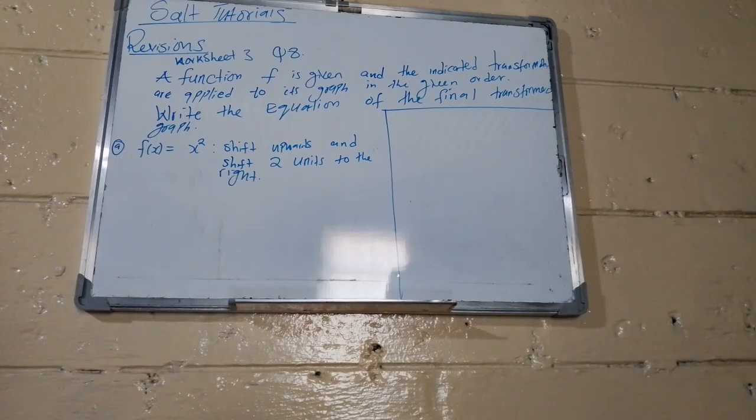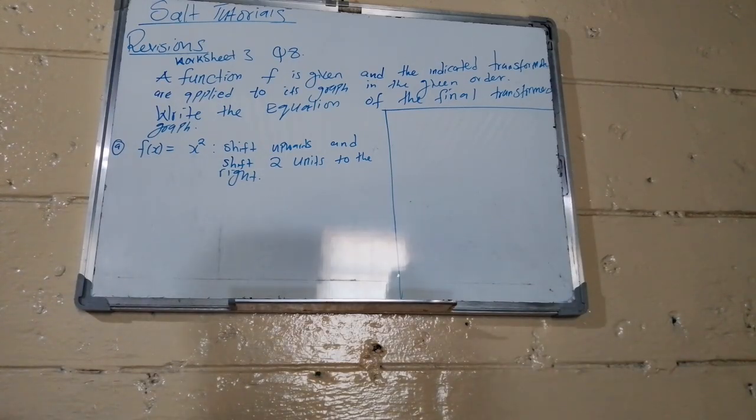Question 8 says that a function f is given and the indicated transformations are applied to its graph, and it's given in that order. So we're being told to write the equation of the final transformed graph. The first thing is that you cannot write the final equation if you do not know the transformational rules.